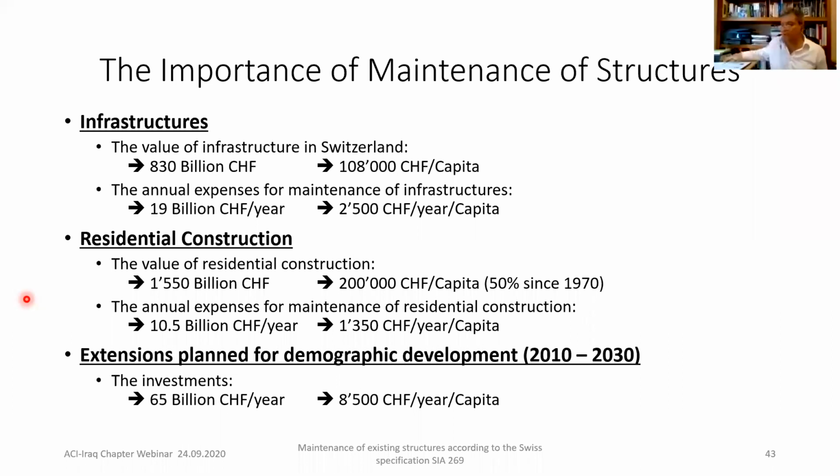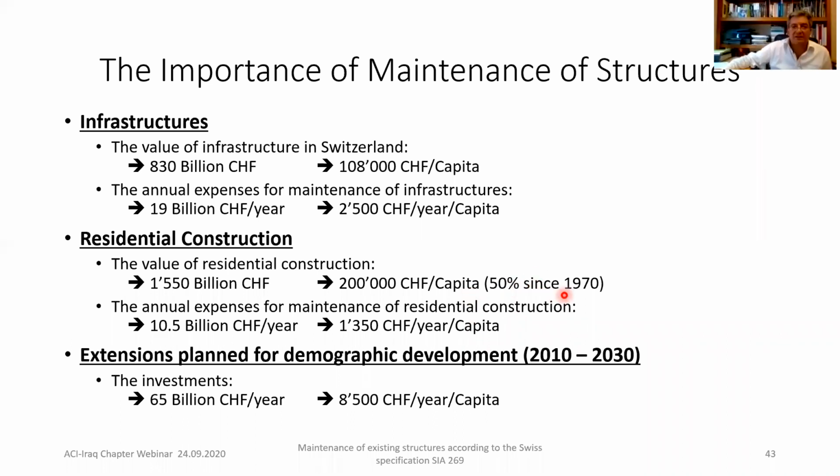Now, to give an idea about the importance of maintenance of structures, the value of infrastructure in Switzerland we counted at about 813 billion Swiss francs, about 108,000 Swiss francs per person, and annually the cost is 19 billion. Then for comparison, the value of residential construction is about 1,500 billion Swiss francs. That means 200,000 francs for each person.